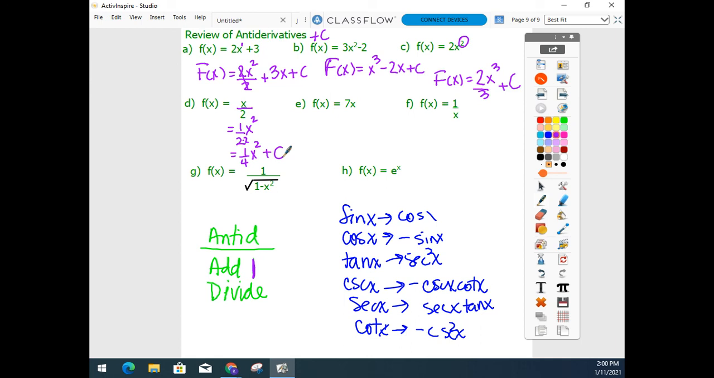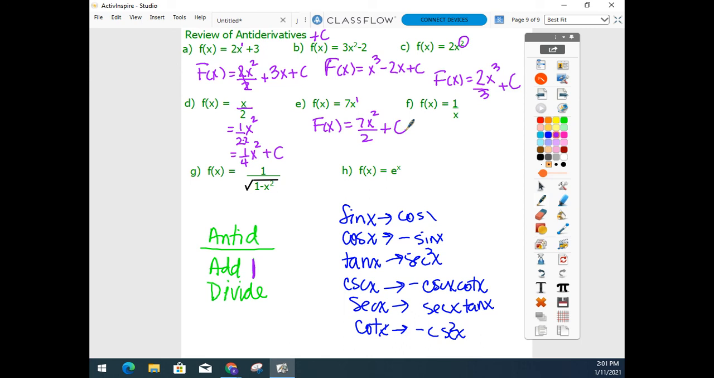So you might just turn this off, pause the video, do some of these problems, and then see if you did them right. Capital F of x, add 1 to the current exponent, which is 2, and divide by 2, which is 7/2 x squared. Don't forget, plus c.